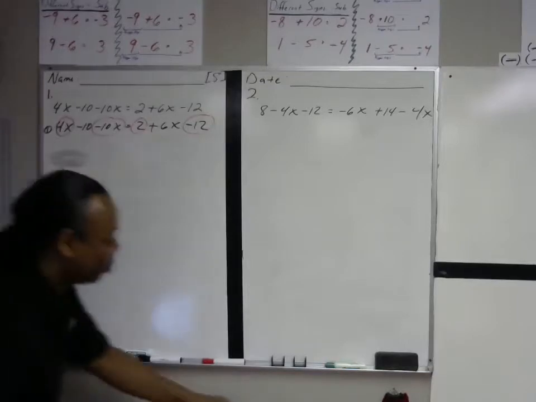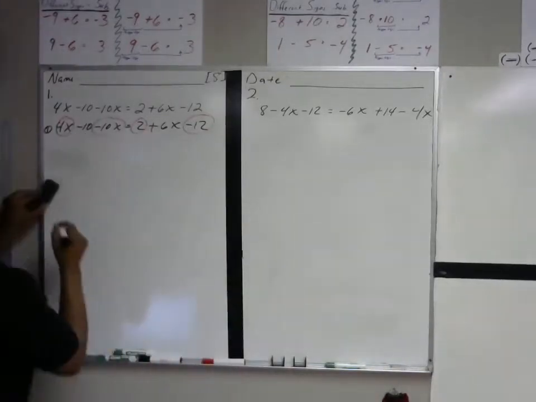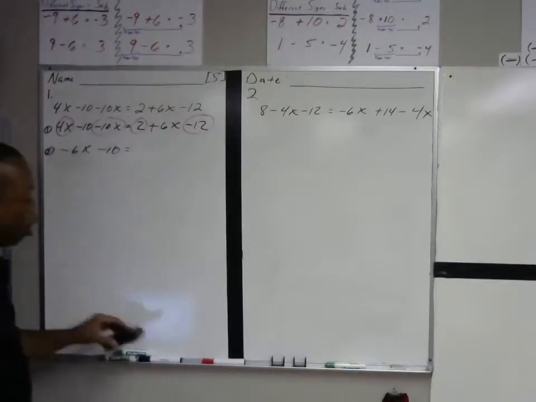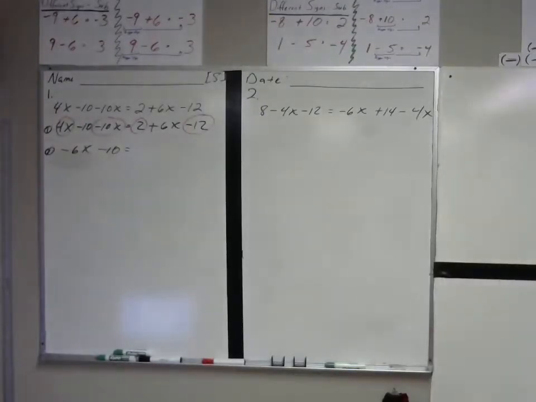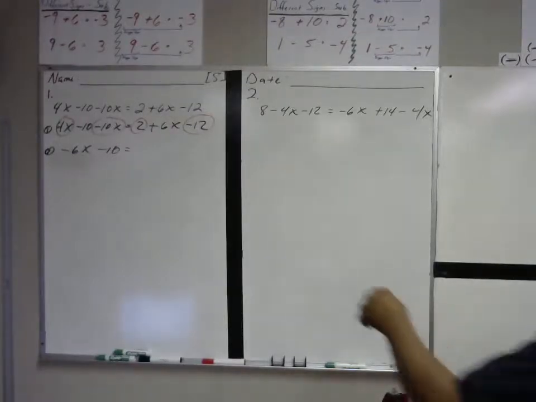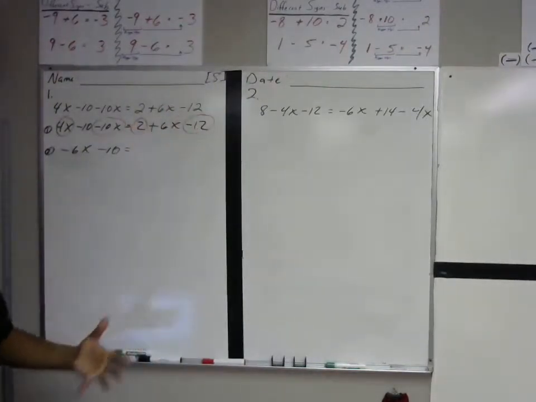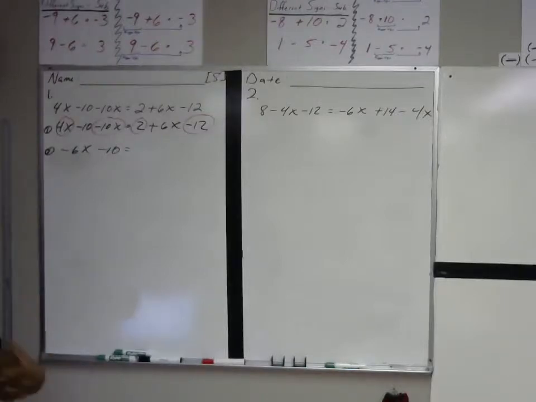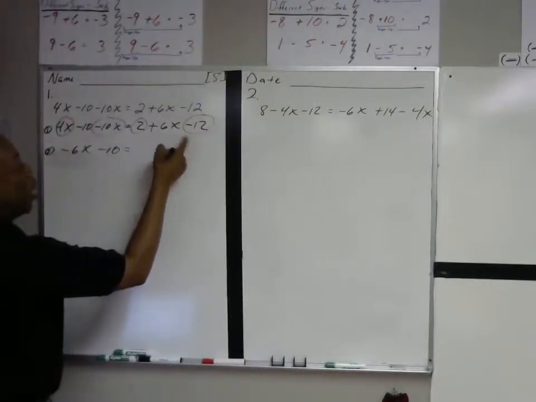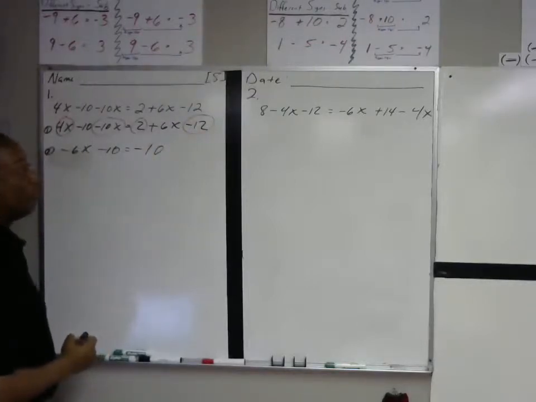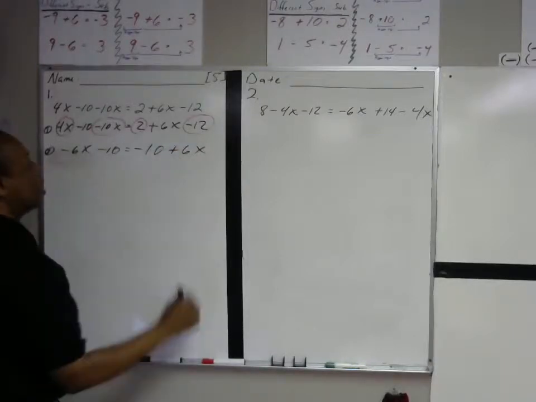That looks bad. You didn't leave enough room. You're right. So negative 6x, and bring down the negative 10. On the right side, I have a 2 and a negative 12 circled. I'm going to combine those like terms. I will subtract because they are opposite signs, not the same sign. When I subtract, I'll get a 10, and because the negative 12 is bigger, the negative sign wins. So negative 10, plus 6x.